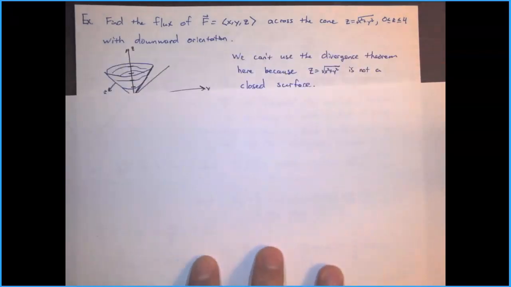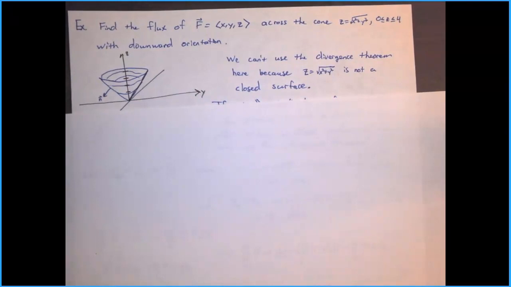Hi everyone, welcome back. We're going to start this video with another example of using the divergence theorem. So in this example, we want to find the flux of the vector field xyz across the cone z equals the square root of x squared plus y squared, where z goes from 0 to 4, and the cone has a downward orientation.